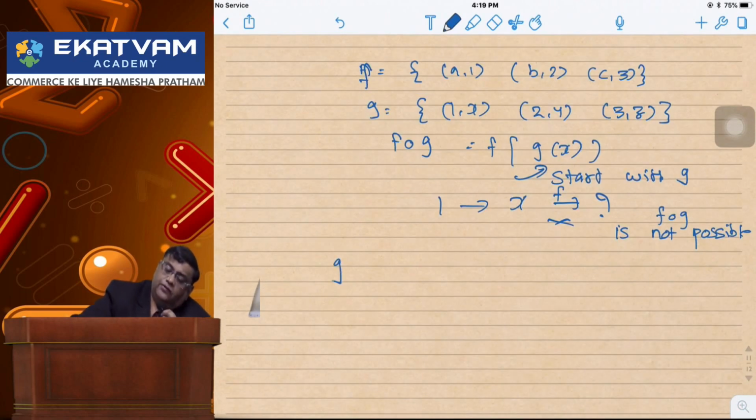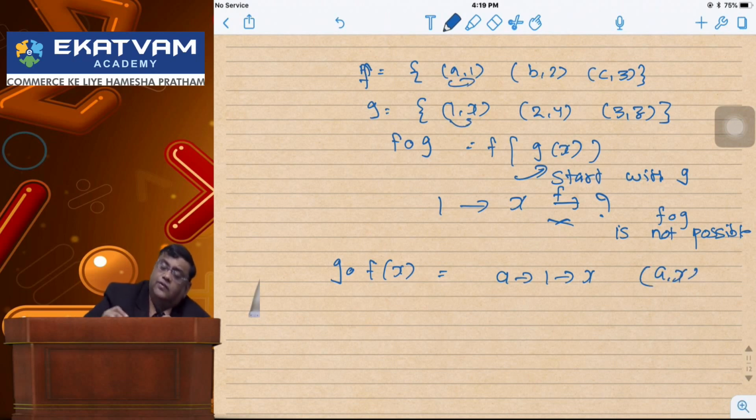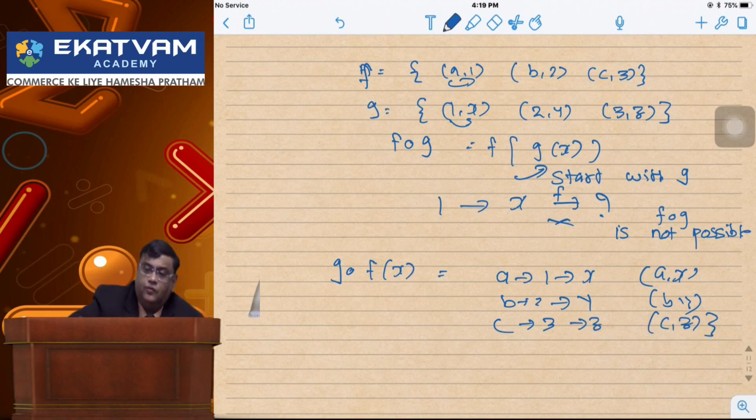But if I ask you g of f of x, then f से शुरू करना पड़ेगा. तो ये pair कैसे होगा? a to 1, 1 to x, therefore a to x. इकडून बघा, a to 1, 1 to x, a to x. b to 2, 2 to y, so it will be b to y. And c to 3, 3 to z, so it is c to z. This is when it is given as the set of pairs.